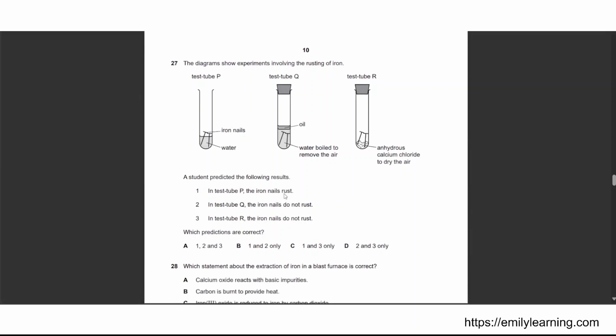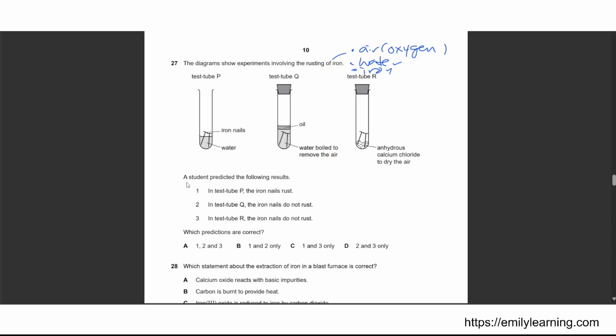Moving on to question 27. The diagram shows an experiment involving the rusting of iron. So in order for rusting to take place, what do we need? We need air, in particular oxygen. We also need water, and we need iron, of course. So all of them have iron nails. So you have the iron component.